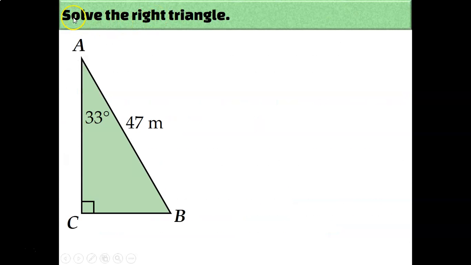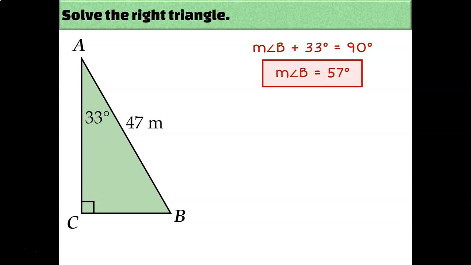The instructions are to solve the right triangle, so I need to figure out all of the missing parts. I need to figure out the measure of angle B, the length of AC, and the length of CB. The measure of angle B is the easiest thing to start out with because it doesn't require trigonometry. Since I know one of the acute angles of this right triangle, I can just say that the measure of angle B plus 33 degrees equals 90 degrees, which means the measure of angle B must be 57 degrees.